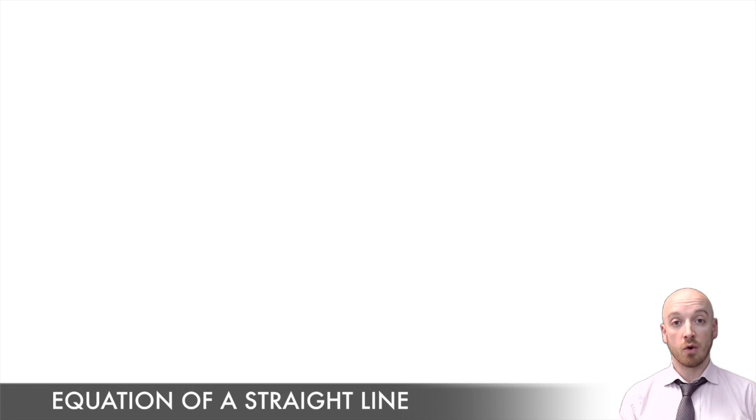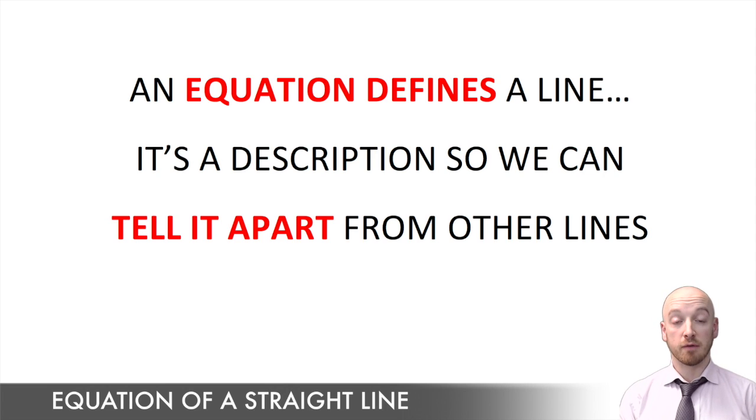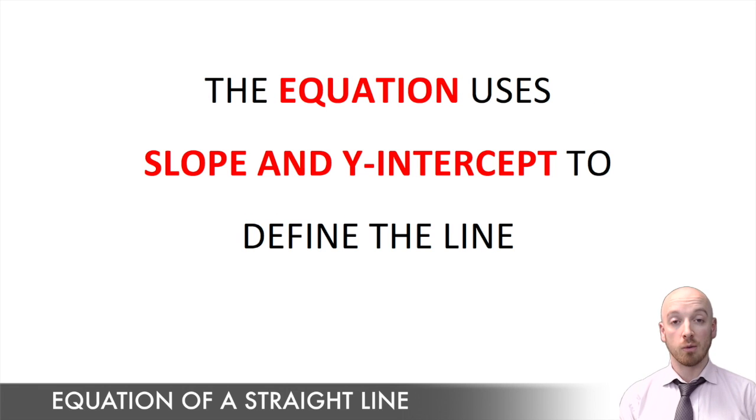So when we talk about the equation of a straight line, we're talking about a way to define a line and differentiate it from any other line on the Cartesian plane. So an equation is going to use a combination of the slope and the y-intercept to describe exactly what a straight line looks like.